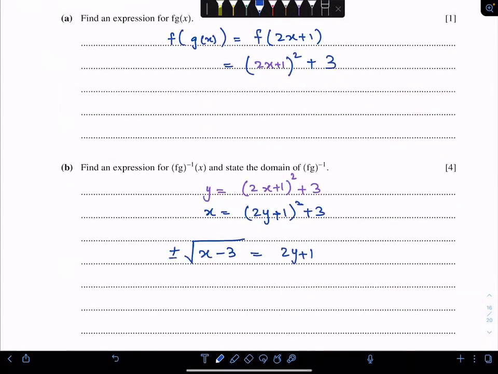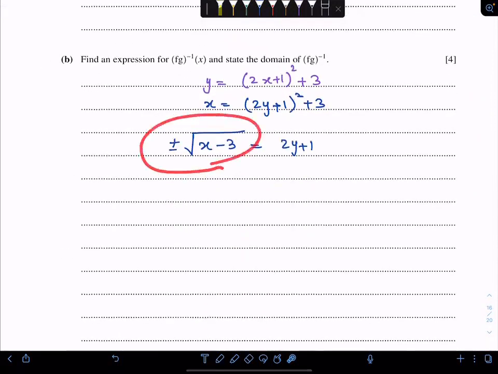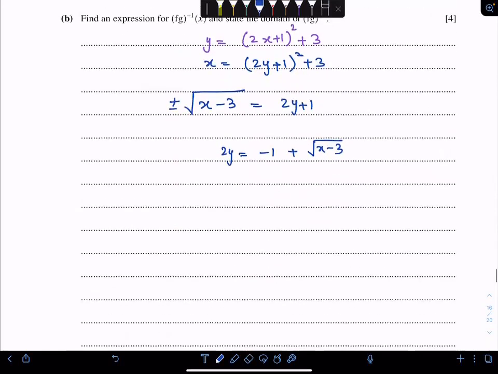Here we have plus minus. Because it is said that x is greater than 0, and here we have also x greater than minus 1 over 2. So we will take the positive value of this function because that domain will become our range. So we cannot take the negative value. Right? Yes, sir. So 2y is equal to minus 1 plus square root of x minus 3, and then divide by 2 on the other side. It will become x minus 3 whole power 1 by 2 minus 1, divided by 2, right?